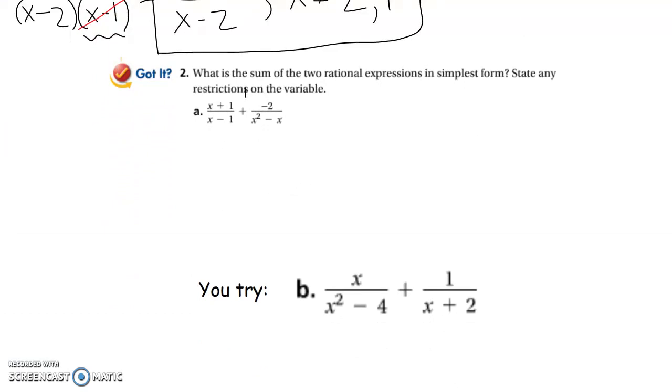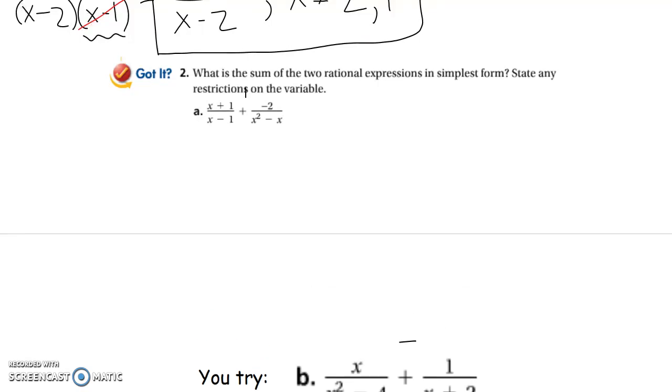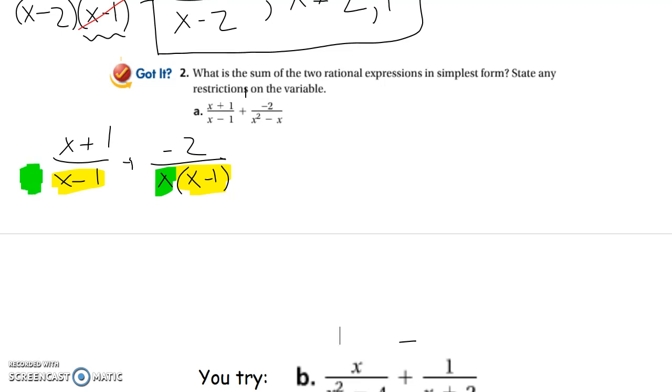For the next problem, we do the same thing. For the sum of two rational expressions in simplest form, our first step is to factor both of those polynomial fractions. So one is x plus 1 over x minus 1, and the second one is negative 2 over x times x minus 1. Now for the least common multiple for a common denominator, both denominators have an x minus 1, and one of them has an x. So this fraction needs an x, so we're going to multiply by x over x.